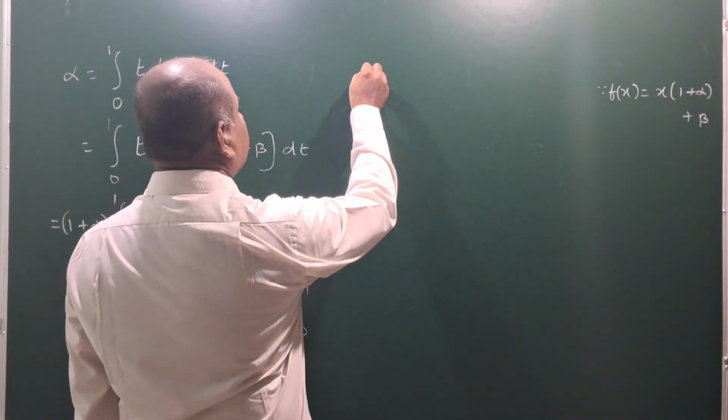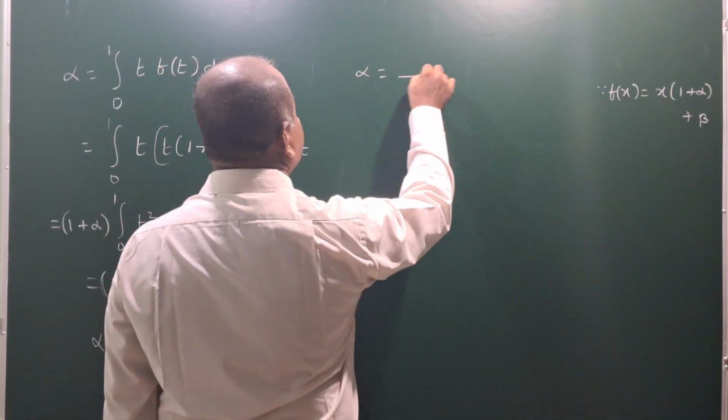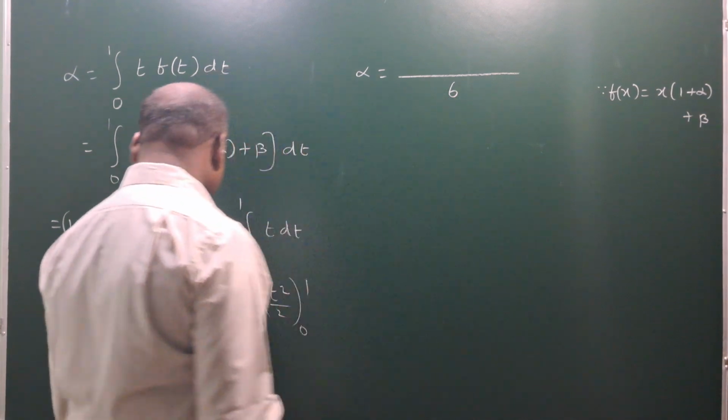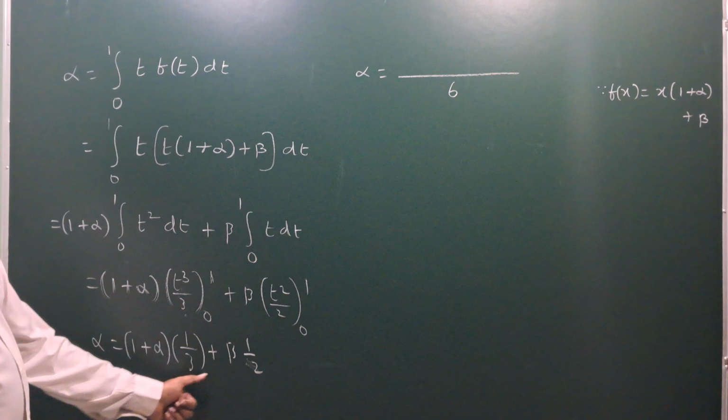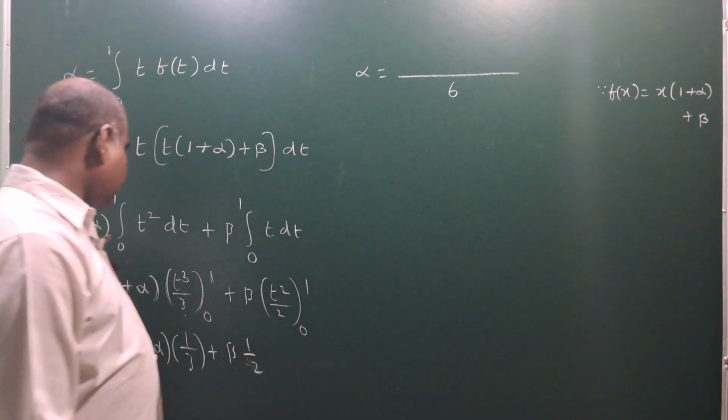Take LCM on the right side. LCM of 3 and 2 is 6. Here 3 is the denominator and here 2 is the denominator. So LCM of 3 and 2 is 6.